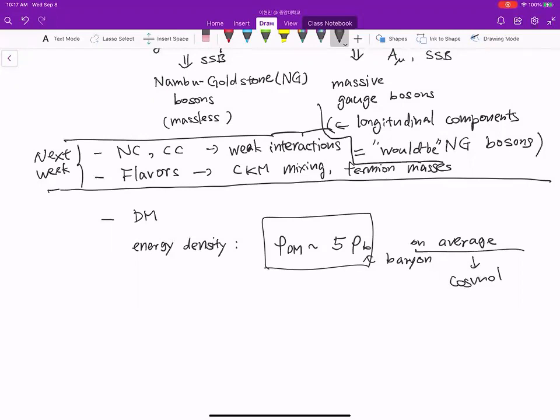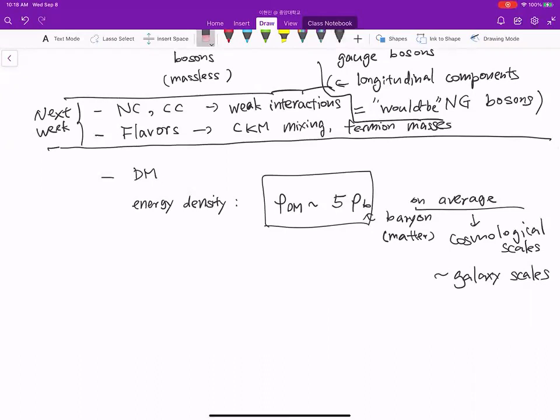We'll discuss soon what the meaning of cosmological scales is. But on cosmological scales, galaxy scales, and galaxy clusters, the dark matter density is 5 times larger than the baryon density. Baryon is composed of quarks, protons and neutrons, and the lepton masses. So it's normal matter, not dark matter. And we know that the dark matter energy density is something like this.